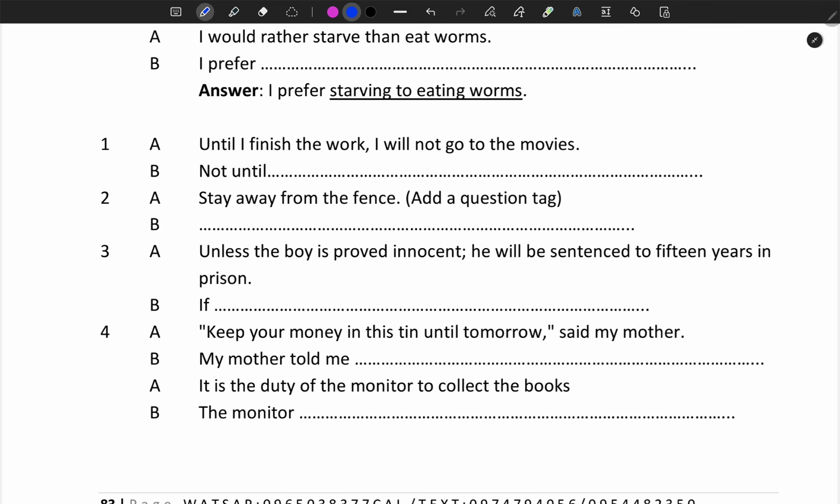Right, so we move on. We have the first example. I would rather starve than eating worms. I prefer, so prefer goes with to. Whenever you see I prefer, you need to use to at some point. I prefer starving to eating worms. Now, prefer doesn't mean you hate the other thing. It means you like the first thing more than the second one.